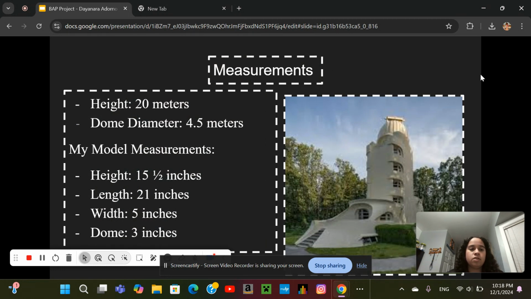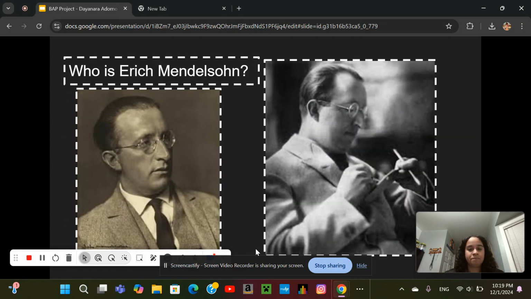The actual measurements of the building are a height of 20 meters and a dome diameter of 4.5 meters. I tried finding more information about the width and the length of it, but I didn't get much information. For my model, the height is 15.5 inches, the length is 21 inches, the width is 5 inches, and the dome diameter is 3 inches.